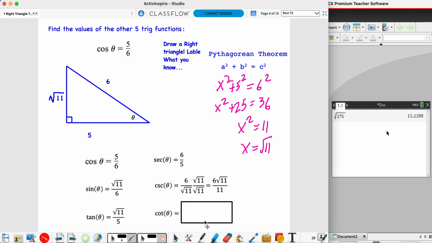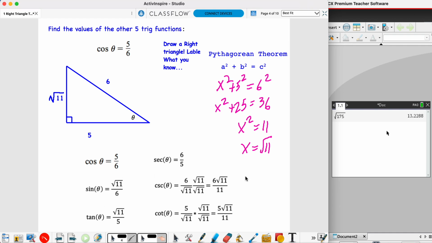We'll do the same thing for cotangent. So cotangent would just be flipped tangent, or the reciprocal of tangent, 5 over the square root of 11. Rationalize our denominator, and we get 5 times the square root of 11 over 11. You do have a handful of problems like that in your homework.